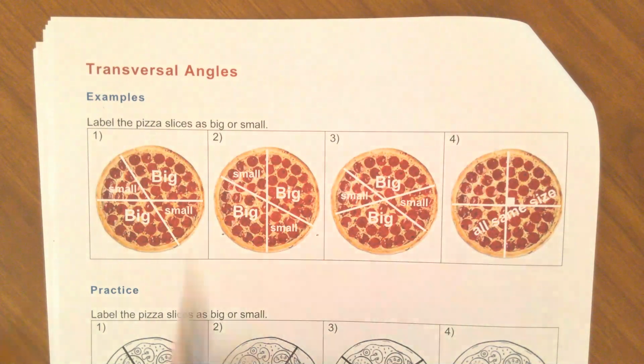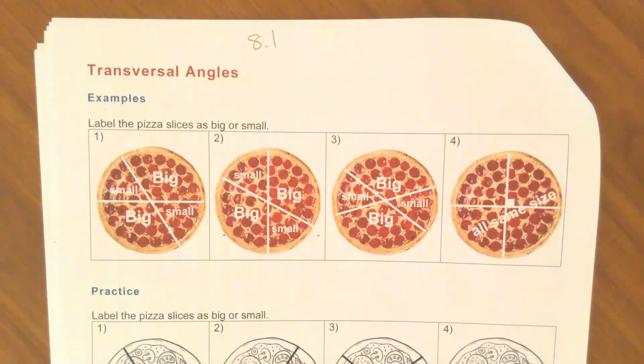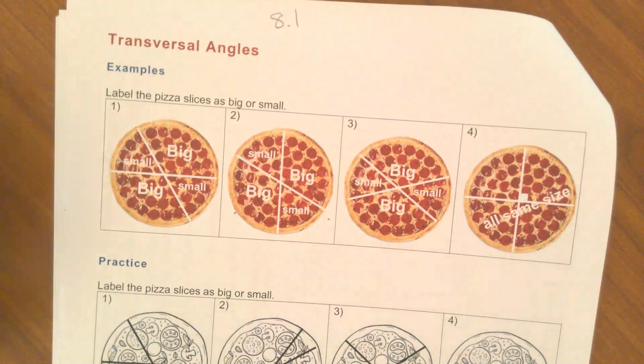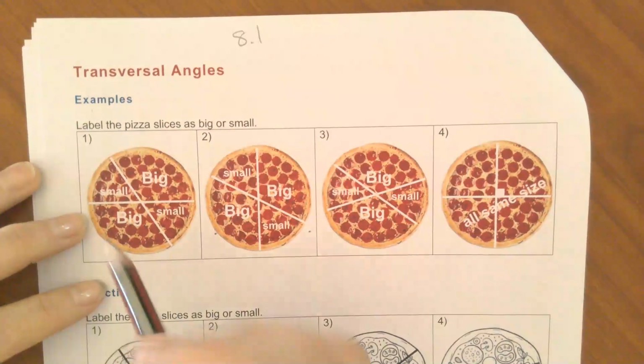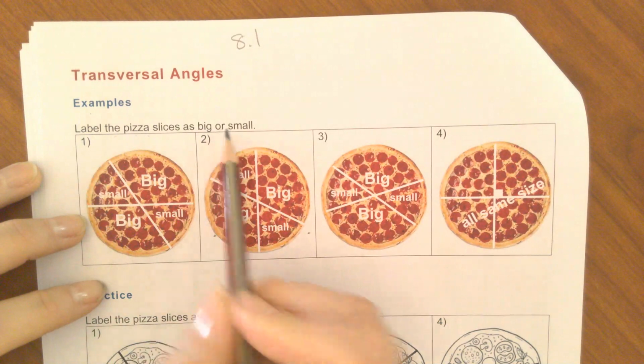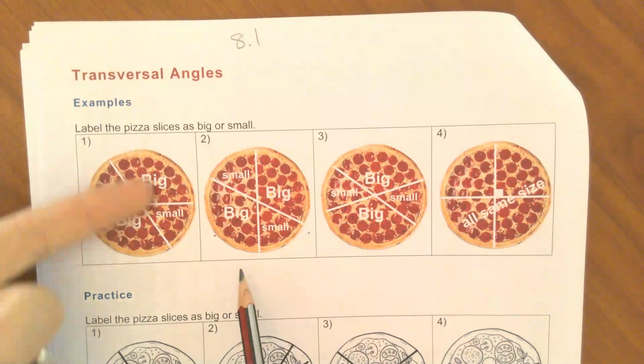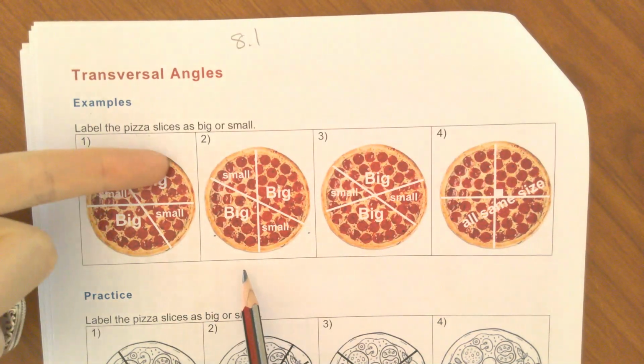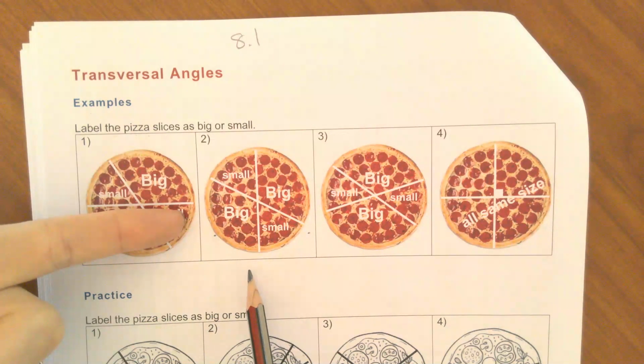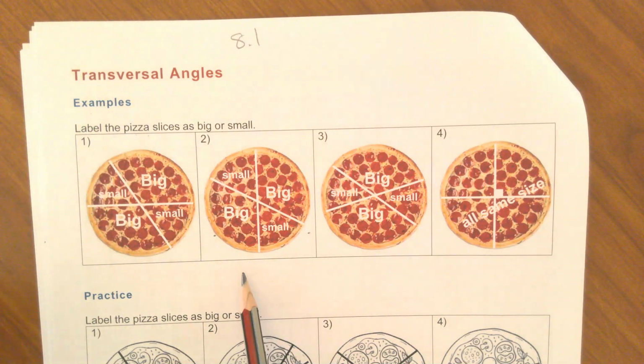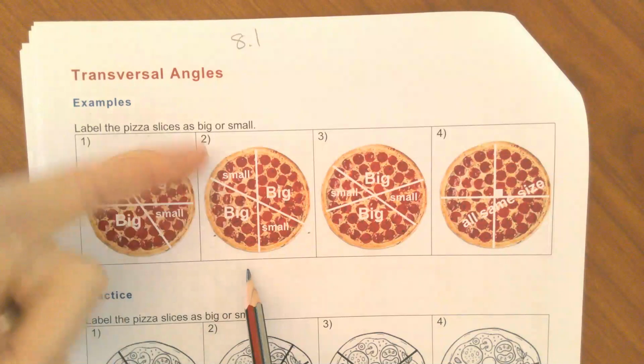So we're still in 8.1, okay? Now we have to look at angles and see them as big or small. So it says label the pizza slices as big or small. Well, if someone cuts the pizza like this, you can see that this is a big slice, this is a small slice, big slice, small slice. You can see the big slices and you can see the small slices.